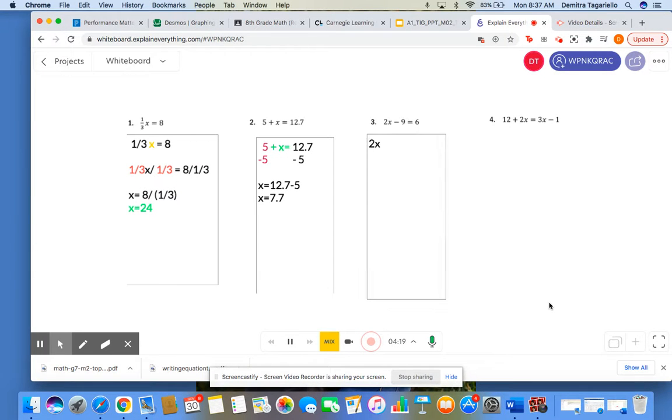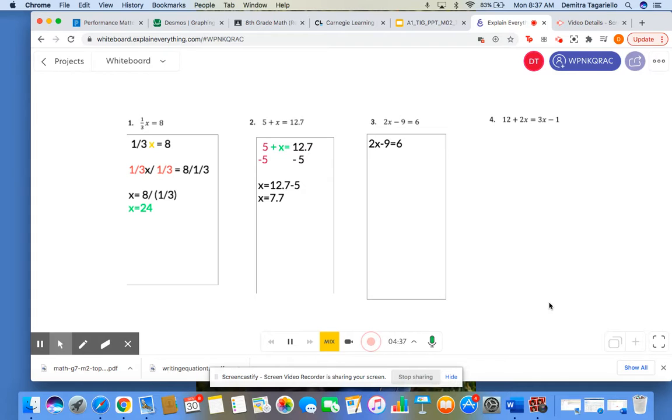Rewrite my equation, so I have 2x minus 9 equals 6. So first thing I should probably do is think about the variables attached to the 2, but it's also on the same side as the minus 9, negative 9. So I have to first think about what I want to get rid of. First thing I always like to do is get rid of whatever numbers are not attached to the variable.